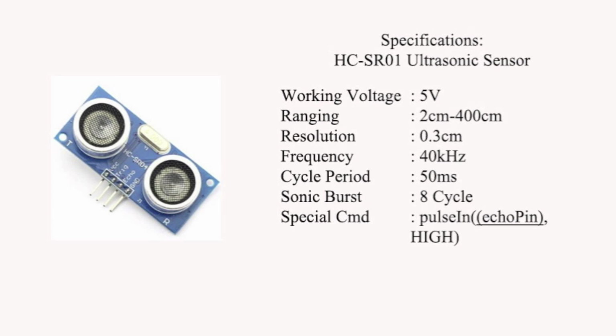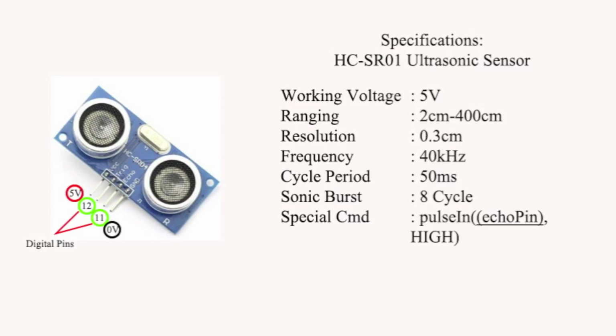We will be using an ultrasonic sensor, HC-SR04. The sensor operates on 5 volts with a range between 2 cm to 400 cm, a resolution of 0.3 cm, a frequency of 40 kHz sound wave, about 2 times higher than a normal human's hearing, a cycle period of 50 milliseconds, which is the amount of time you have to wait between measurements, and a sonic burst of 8 cycles each time you initiate the transmitted signal.